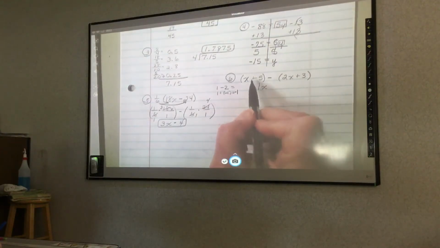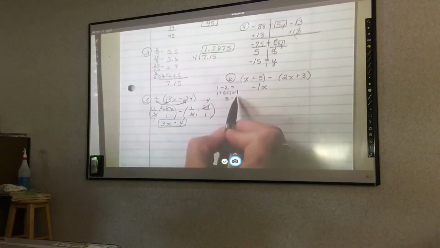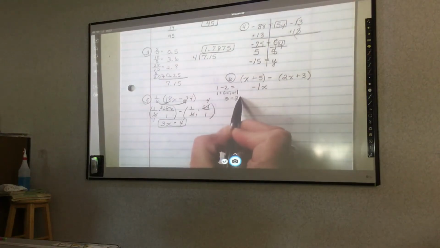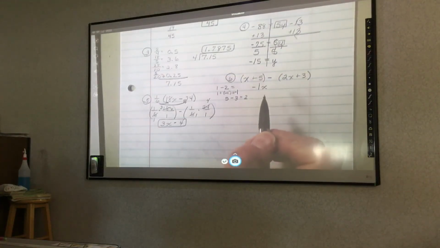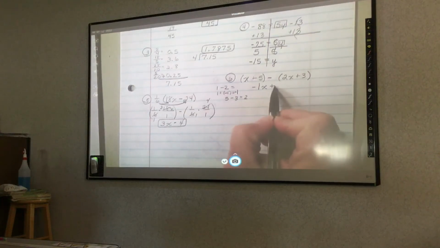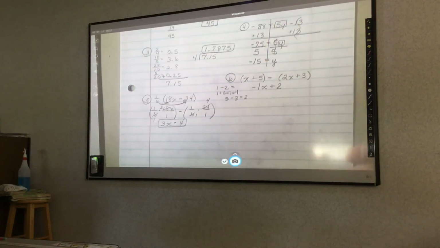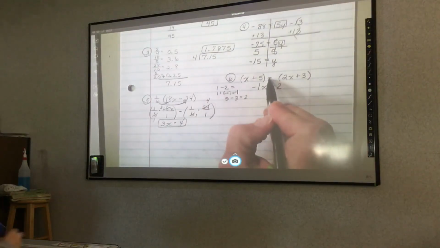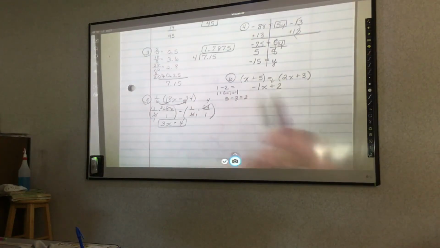Then I have a positive 5 minus a positive 3. So what's 5 minus 3? 2. So it would just be plus 2. I'm not bringing that minus sign down, because I already used it when I did the problem.